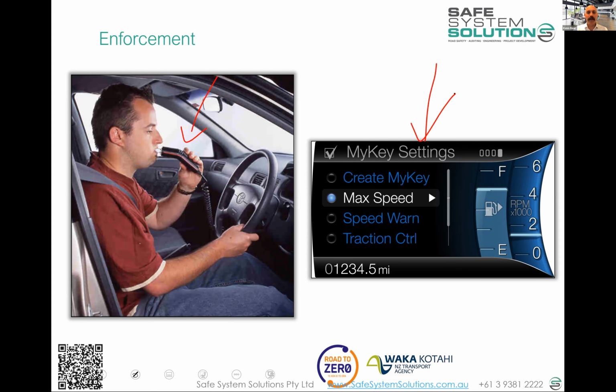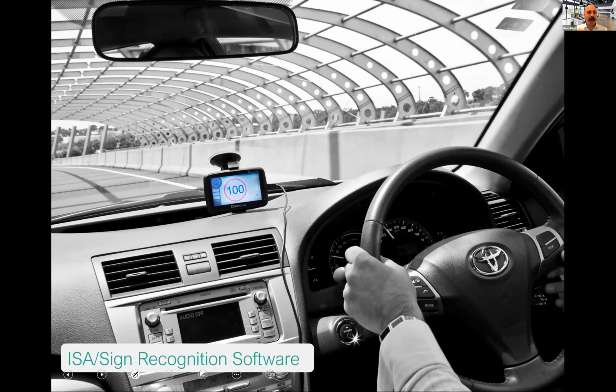But all speeds in New Zealand are mapped. The GPS units know where it is. I mean, this is my car, my Victorian government car 15 years ago, with a speed device that knew the speed zone, beeped at me if I was speeding. The technology is not the issue. It's political willingness.